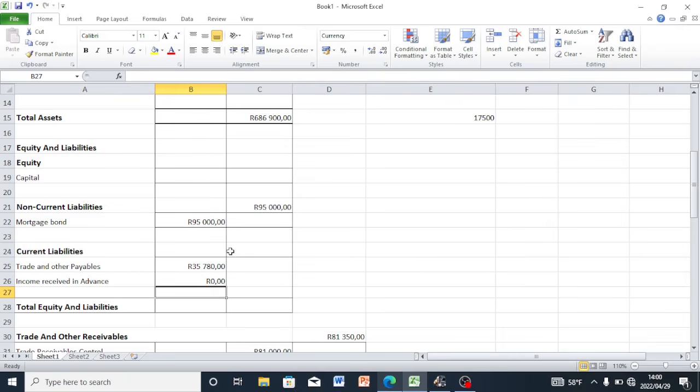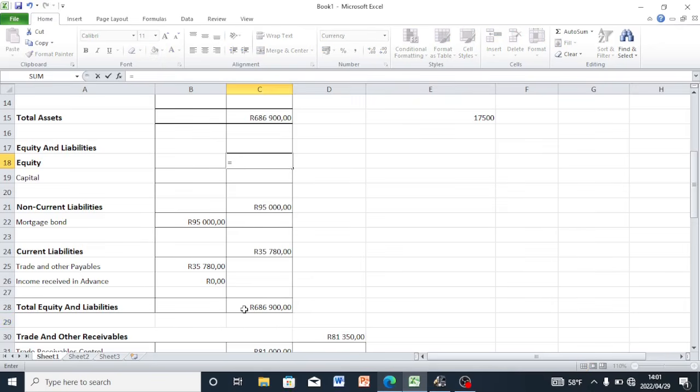So we are done. We just have to totalize everything. This plus this, it's giving us the 35,780. So as we all know that total assets are always equal to total equity and liabilities. As I've said, this capital amount is going to be a balancing figure. We are going to take this amount, put it right here, which is going to be 686,900 rands, and then we are going to balance this.